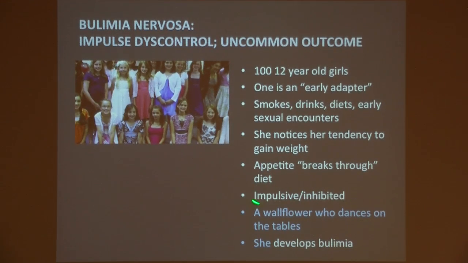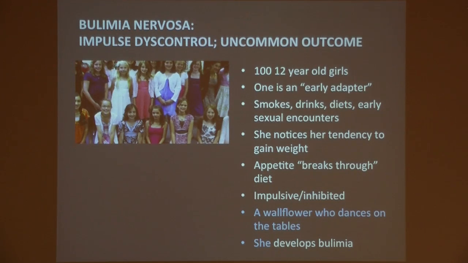She's impulsive and inhibited, and in the words of a very eloquent patient of mine, when she's at a party, she feels simultaneously like a wallflower and like she wants to dance on tables. So she has these two opposing forces inside her temperamentally at the same time. And she is the one, out of that 100, who goes on to develop bulimia nervosa.